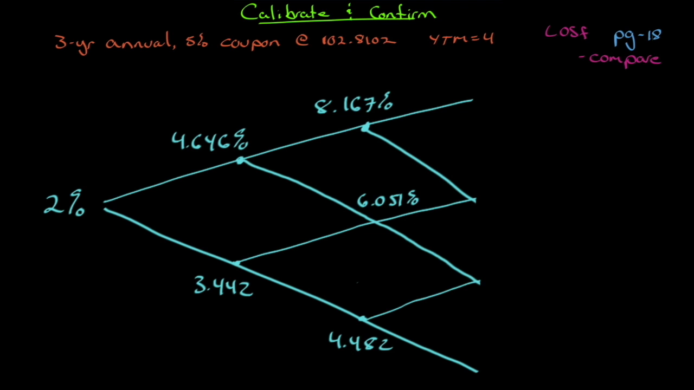All right, as our last step, we've calibrated this. We just need to confirm it. And I said at the very beginning, this has to work for coupon-paying bonds, like zero, no option or option-free coupon-paying bonds, and bonds with embedded options. So before we go any further, let's take a bond that we did earlier, an option-free coupon-paying bond, a 3-year annual bond, 5% coupon. We priced it out earlier in the chapter at 102.8102, and a yield to maturity of 4%. Let's see if this calibrated tree can recover this price using these rates here.